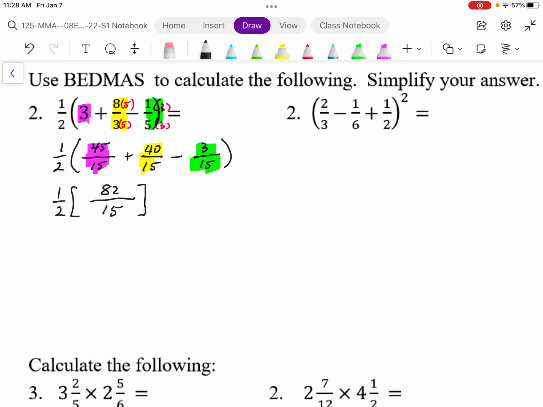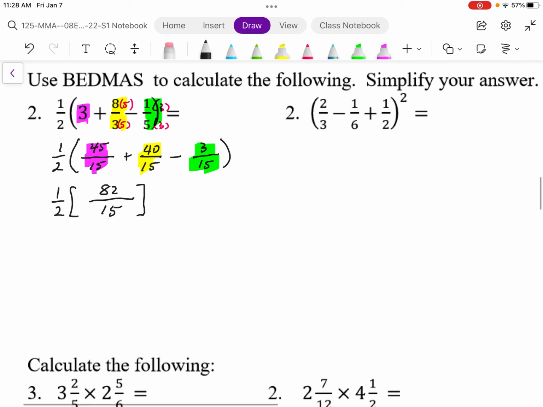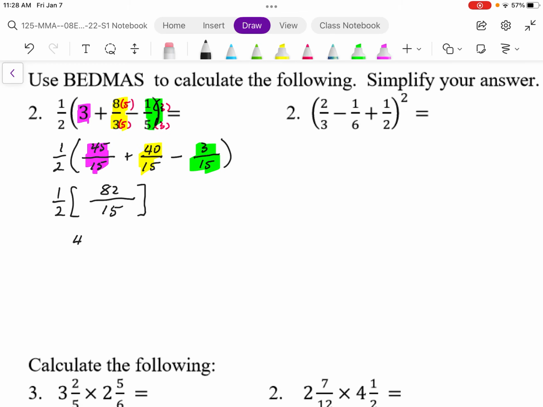So at this point, since it's all just times now, we can just treat this as one big fraction. This becomes 41 times 2. It's going to be my 82. And this is 2 times 15. The times 2 divide 2 cancel out. And I'm left with 41 over 15 as my final answer.